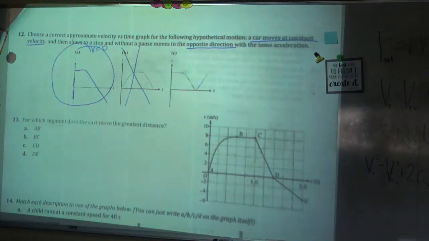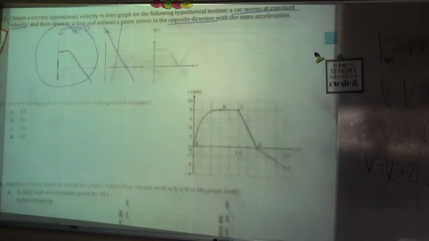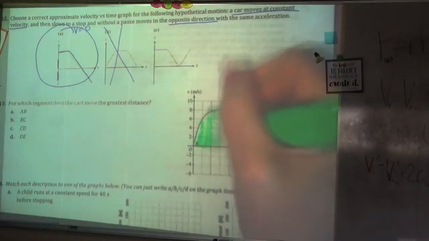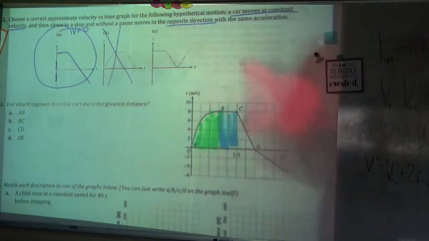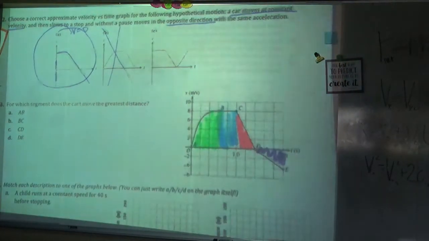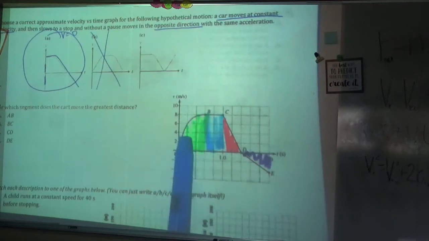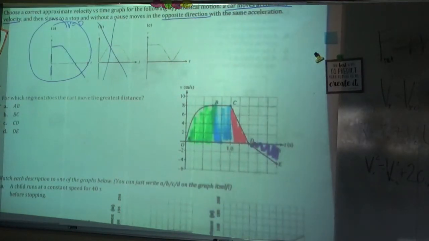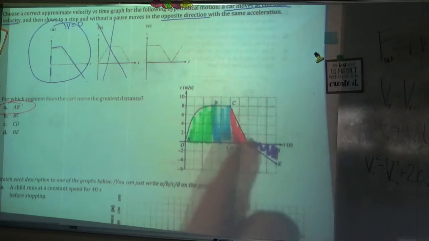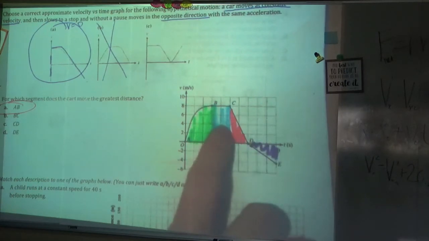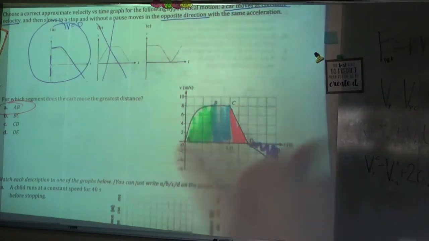13, which segment does the cart move the greatest distance? So this is a velocity versus time graph, so the distance would be the area under the curve. So A to B, B to C, C to D, and then lastly D to E. Definitely the green part, so A to B would move the farthest because it has the greatest area under the curve for its section. C and D would probably be the least. This would be the second greatest, A to B is for sure the greatest without doing any of the numbers.